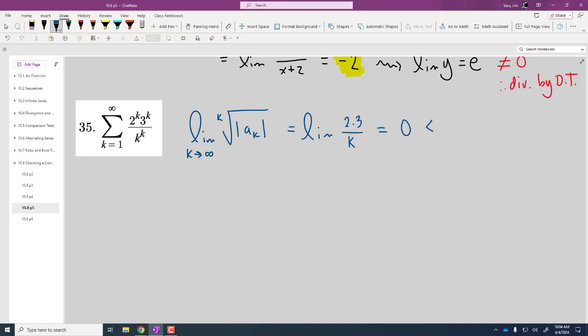Oops, is that our conclusion? Do we go less than 1? For root and ratio? Do we compare it to 1 for root and ratio? Yes, because it's the geometric series cousin. So therefore converge. So the root and the ratio are cousins of the geometric series. Our conclusions are the same. Less than 1, converge, greater than 1, diverge. P series is the other way around. P series is the one series where it's reversed.